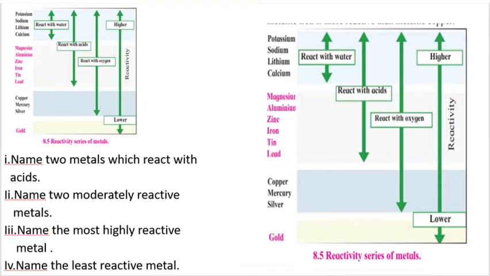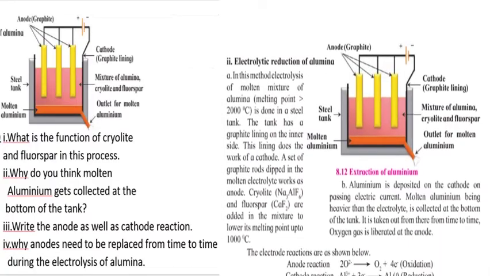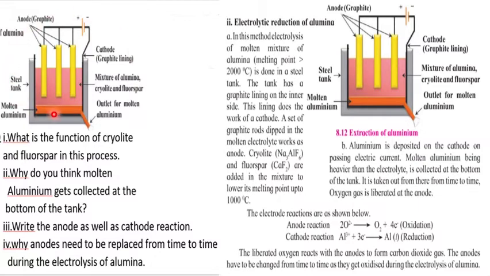Let us move to our next diagram based question. From the diagram only, we can find out that it is the electrolytic reduction of aluminium. In this method, electrolysis of a molten mixture of aluminium is done in a steel tank. The tank has a graphite lining on the inner side. This lining does the work of the cathode, and a set of graphite rods dipped in the molten electrolyte work as the anode.